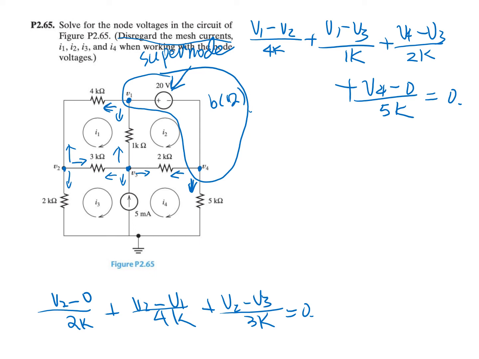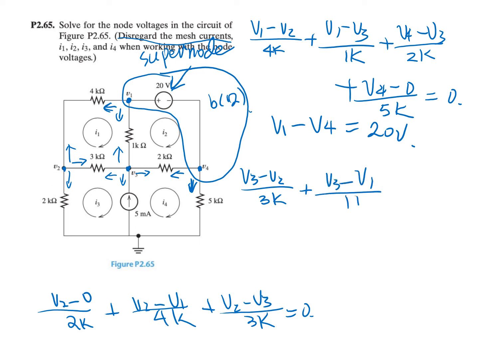Well, for a supernode, we have two equations. So we have another equation: V1 is connected to the positive terminal, so V1 minus V4 is equal to 20 volt. So that's our third equation. Now, we have our last node, that's V3. So we have V3 minus V2 divided by 3k, plus V3 minus V1 divided by 1k, plus V3 minus V4 divided by 2k. And here the current source has a current opposite to our assumption, so that's minus 5 milli, is equal to 0. Please be careful about the k and milli here.